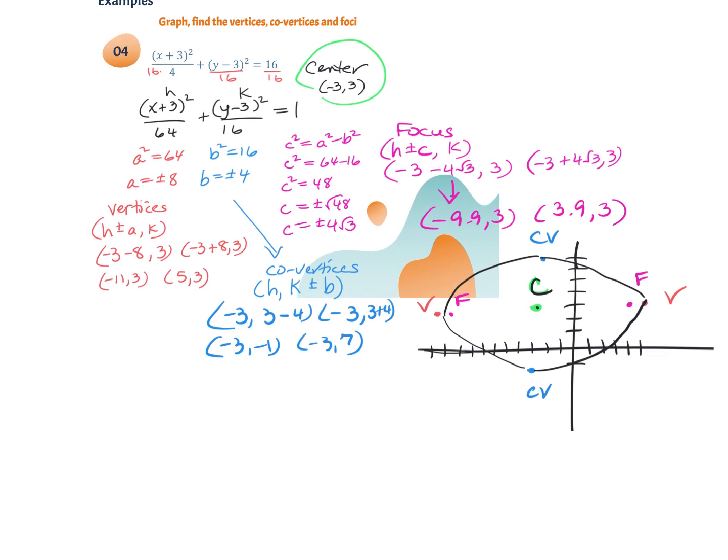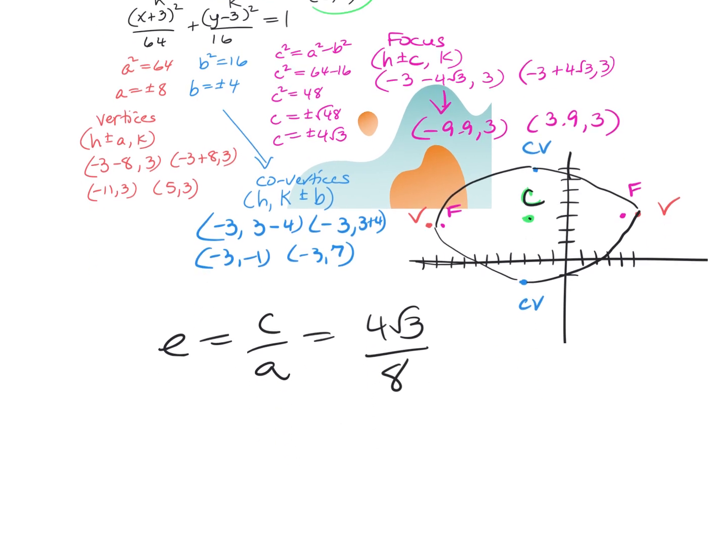And then the eccentricity, C over A. C was 4 square root 3 over 8. And actually I can simplify this. I can make that a 1 and a 2. So square root 3 over 2. So that's your eccentricity.